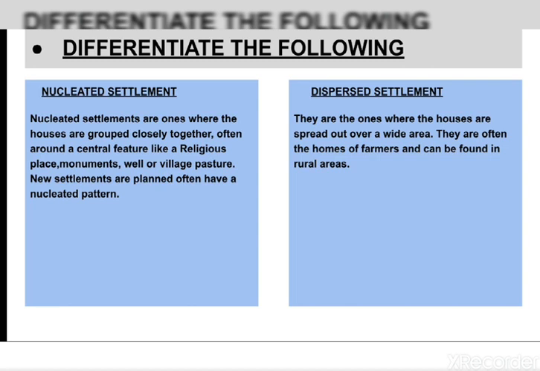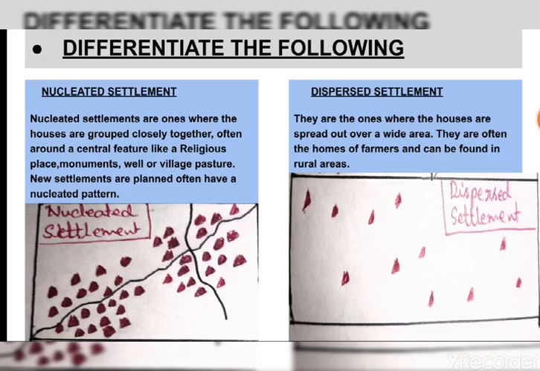New settlements that are planned often have a nucleated pattern. And in the dispersed you will write they are the ones where the houses are spread out over a wide area. They are often the homes of farmers and can be found in the rural areas. So, after writing the description of the nucleated and dispersed settlement, you will give this symbol with the differentiate.